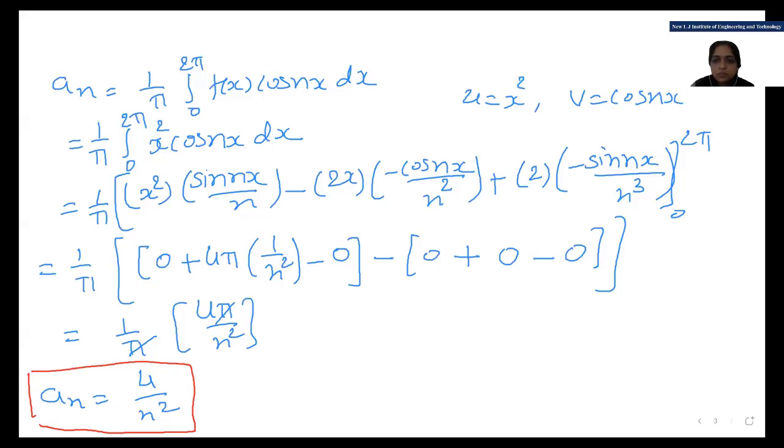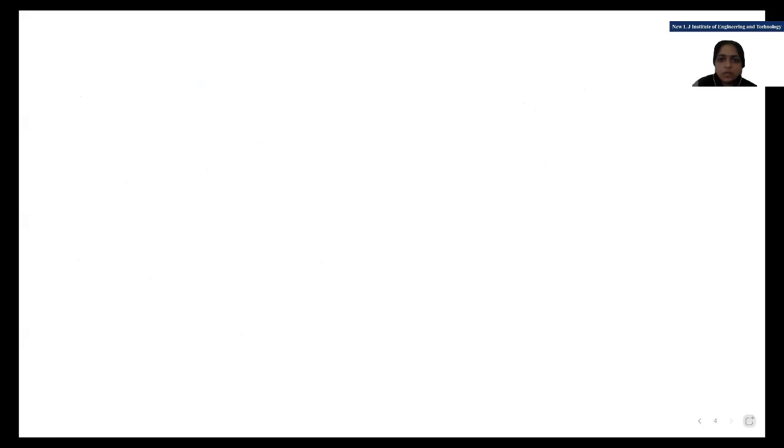Yes. Now let's move to the value of bn. Have you any doubt for the value of an? If you have any doubt, please write in the chat box. Okay. Now let's move to the value of bn.